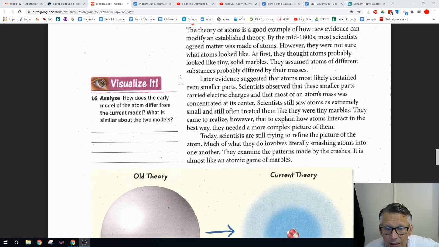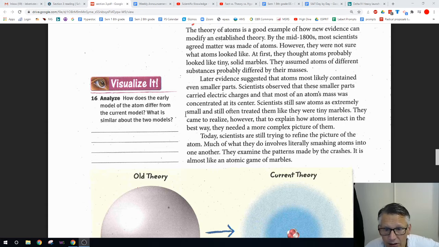Later, evidence suggested that atoms most likely contained even smaller parts. Scientists observed that these smaller parts carried electrical charges and that most of the atom's mass was concentrated at the center. Scientists still saw atoms as extremely small and still often treated them like they were tiny marbles. They came to realize, however, that to explain how atoms interact in the best way, they needed a more complex picture of them.